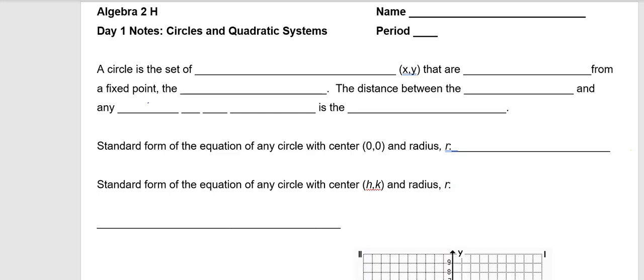Good morning. Today we're going to do a quick review of circles and quadratic systems. So let's just take off and refresh our memories about circles.